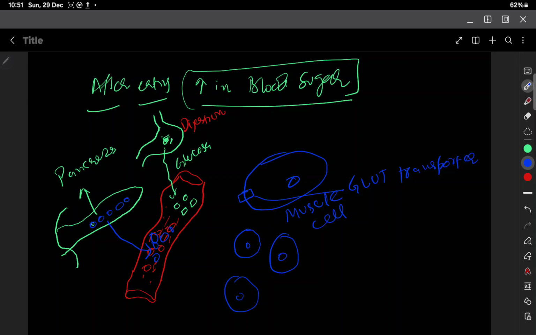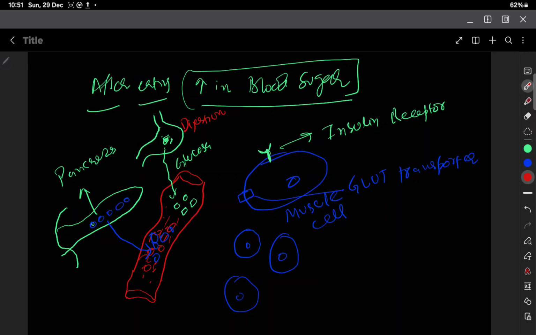GLUT transporter, and there are receptors which are called the insulin receptors. So this is the insulin receptor. Okay, now what will happen? Glucose is present in the blood. Insulin is present in the blood, which is secreted by the pancreas. Both things are present in the blood. Now this glucose has to enter into the cell. It will not directly enter into the cell. It can't directly enter into the cell. Why can't it enter into the cell?